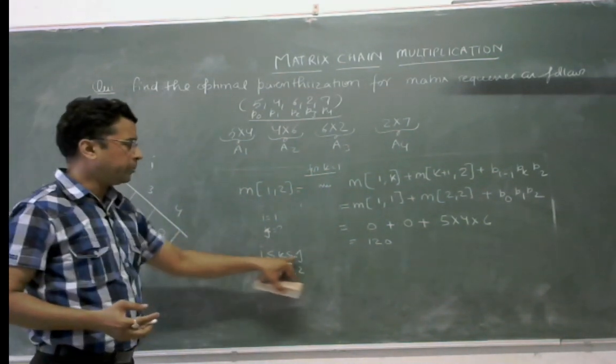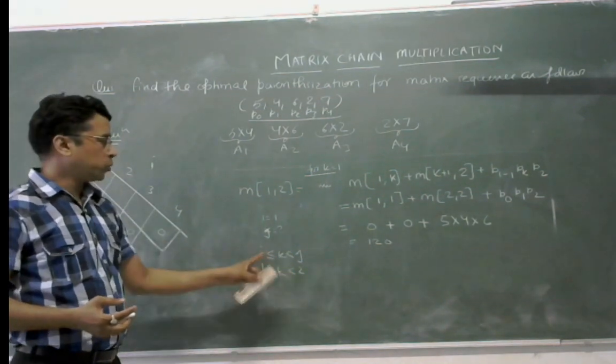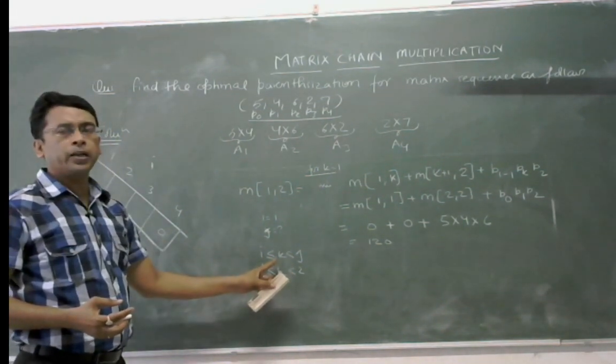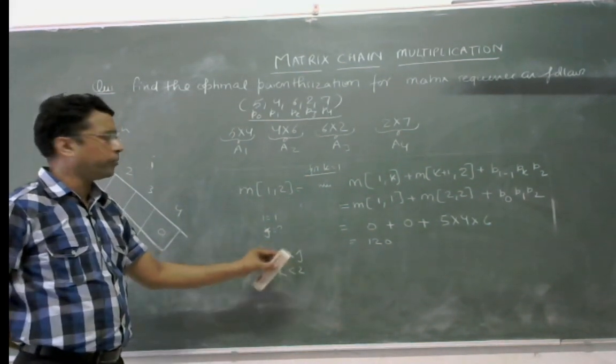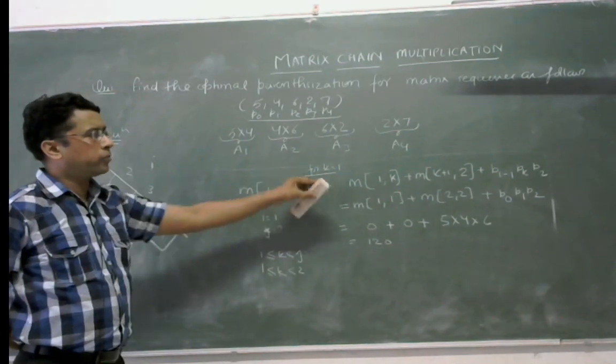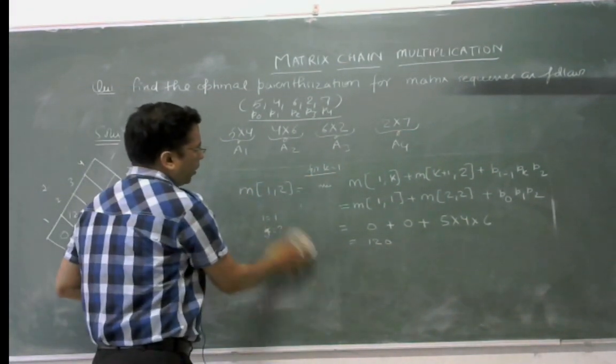The k value lies between i and j. k cannot be equal to j, so it is greater than or equal to i but less than j. So the only possible value for k here, between 1 and 2, is 1. So there is only one combination that I have to check, which gives 120.